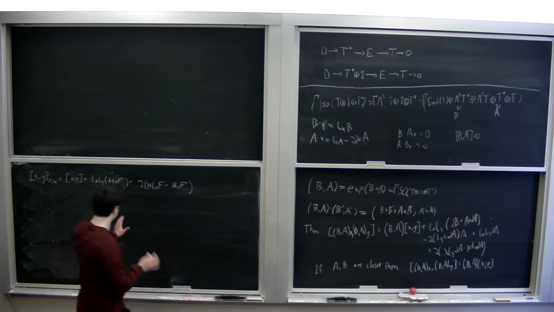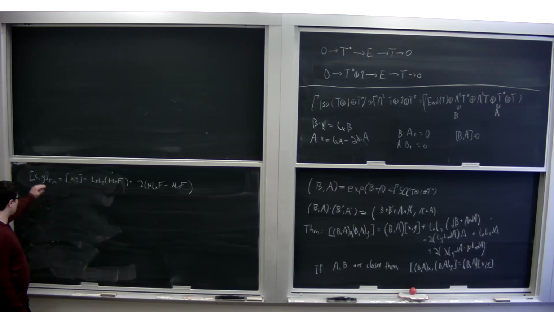So this is the end of the first section. These are the T plus T star with this new bracket. These are the twisted versions of this Courant algebroid. Any questions? No? Okay, cool.